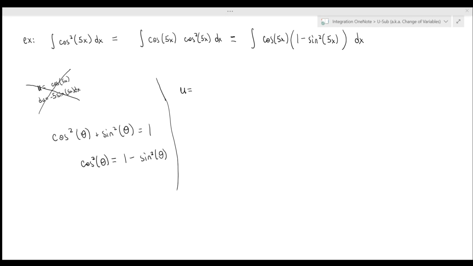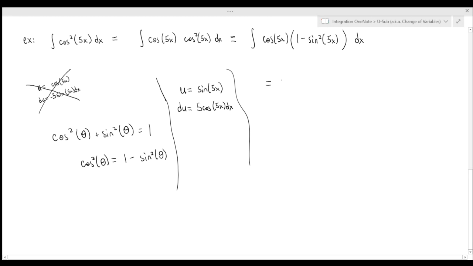Yes, okay. So sine of 5x is a good choice. That is going to work. So let's see how that works. If u is sine of 5x, we need to compute du, which would be 5 cosine of 5x dx.